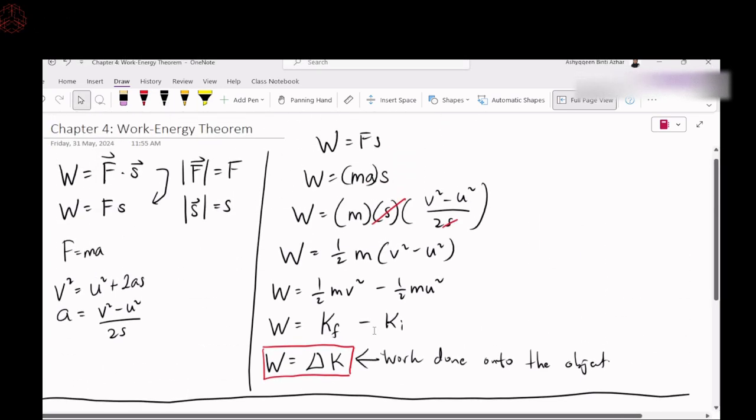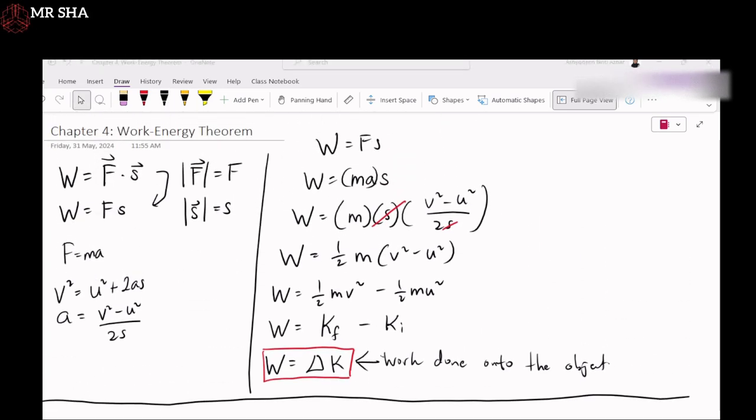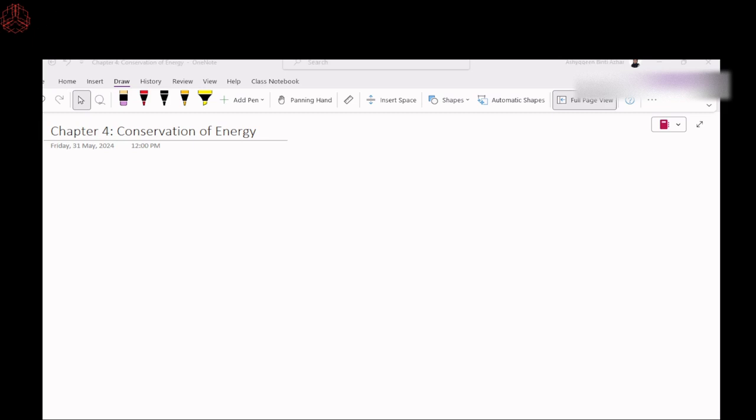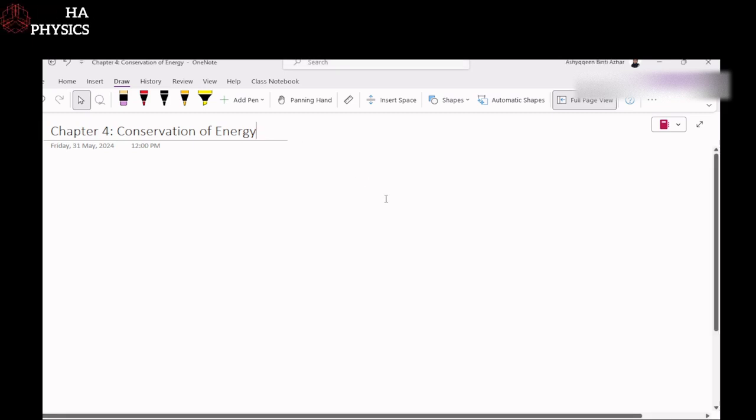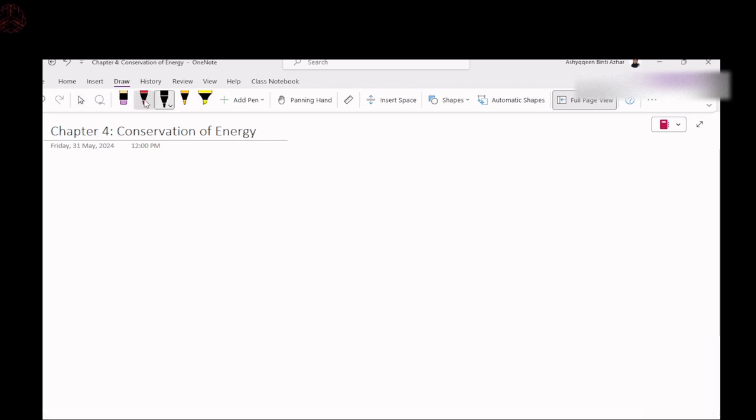Now, that is all on the work energy theorem. In the next part, I'll be talking about conservation of energy. Okay, we're at the fourth part of this video. This part of the video is talking about conservation of energy, specifically, the conservation of mechanical energy.